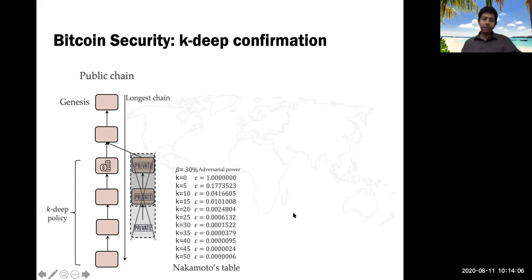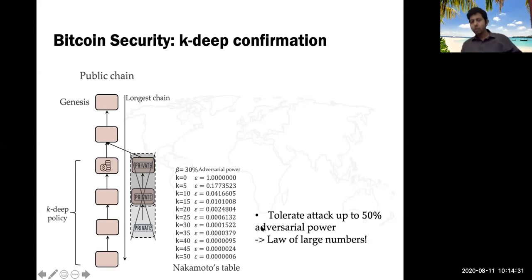And it's not anything new. Satoshi already did some calculations on what K should be and what the reversal probability is, because as you can imagine, for any finite K there is always a reversal probability. Even though you may not have 50% adversarial power, you just got lucky and mined K blocks consecutively. But the probability of that goes down exponentially in K, and that's the table. So this is Satoshi's original view of why we can think that Bitcoin is secure against 50% adversarial power.